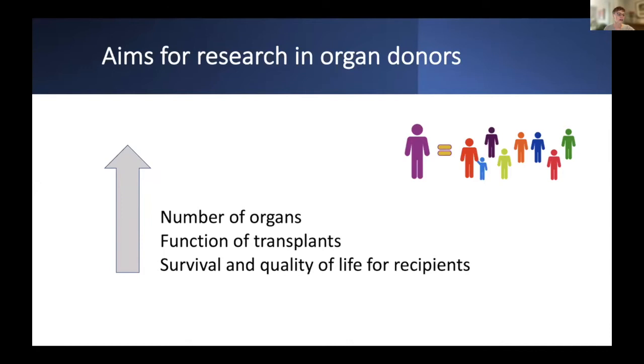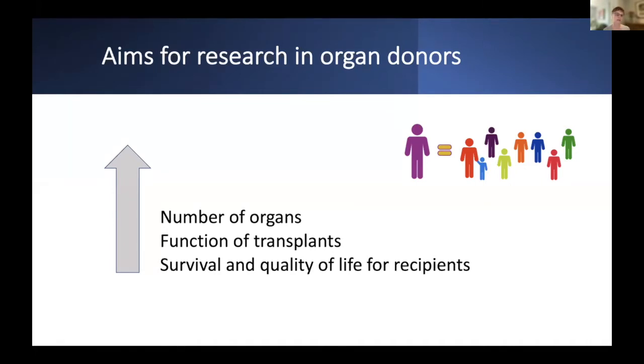Before we start, I just wanted to remind people about the aims for research that is undertaken in organ donors. Generally, studies in organ donors, and specifically about how we manage organ donors, are undertaken to improve the number of organs that will be healthy enough to recover and transplant from each donor, and to improve the function of those organs once transplanted to recipients. Down the road, we hope that these interventions will also improve the survival and the quality of life for transplant recipients. This little figure to the right reminds us that one organ donor can save up to 8 lives through donation and transplantation.